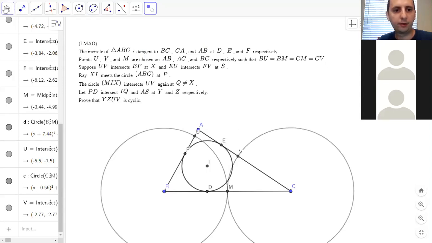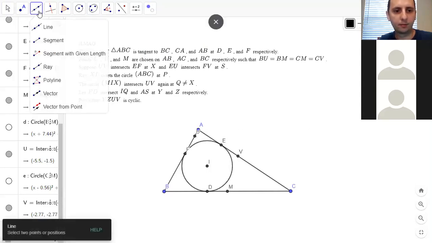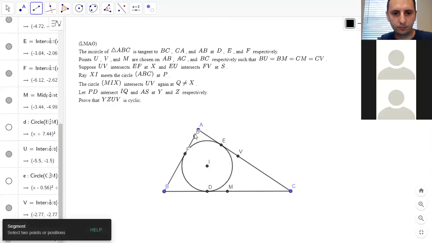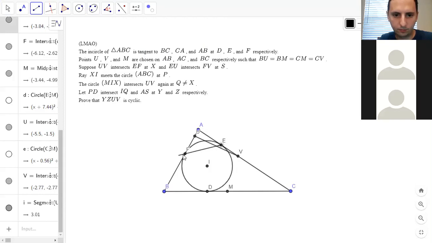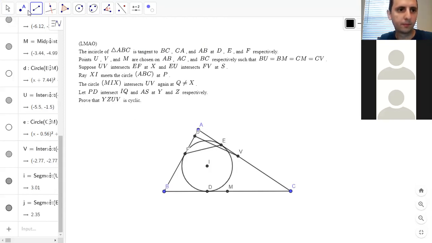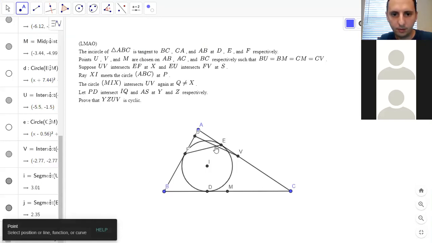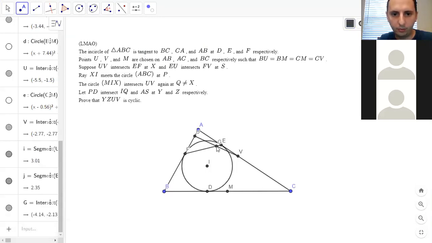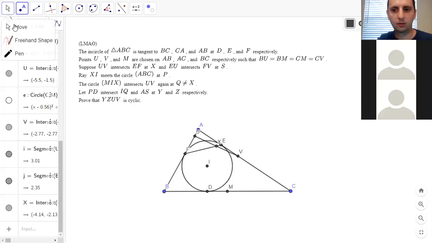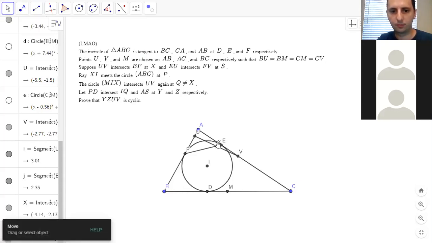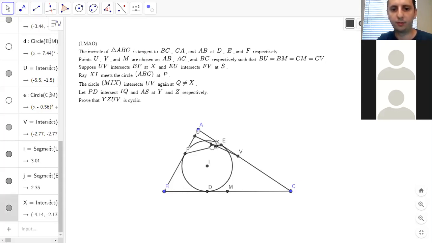So UV intersects EF at X. And EU intersects FV at S. X is the midpoint of UV. Yep. Okay.